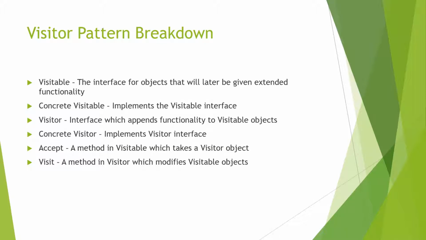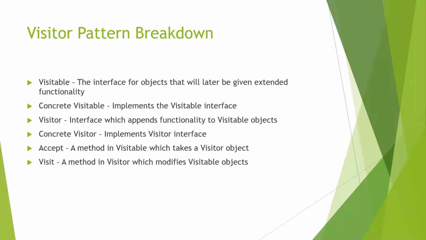So the visitor pattern is broken down into 6 main parts. The first part being the visitable interface. This interface is what's implemented in any concrete visitable interface which would interact with a visitor object. These concrete visitable interfaces are typically just POJOs or simple objects.